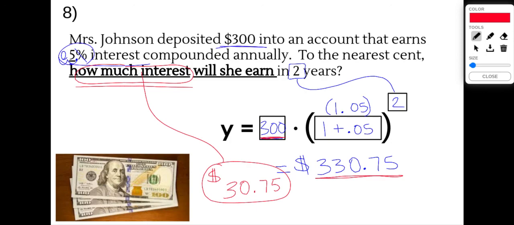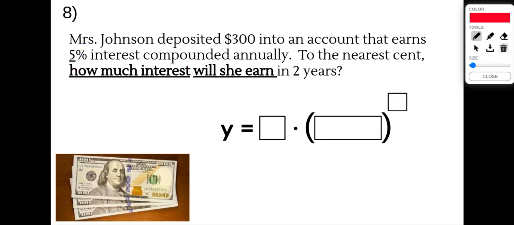So careful when you're doing your practice today. Some of the questions will ask you how much total money, like in the example with Mrs. Nader, and some are going to ask you how much interest, like in the example with me, where you're going to have to subtract at the end. So just be careful that you're kind of watching for the directions there.